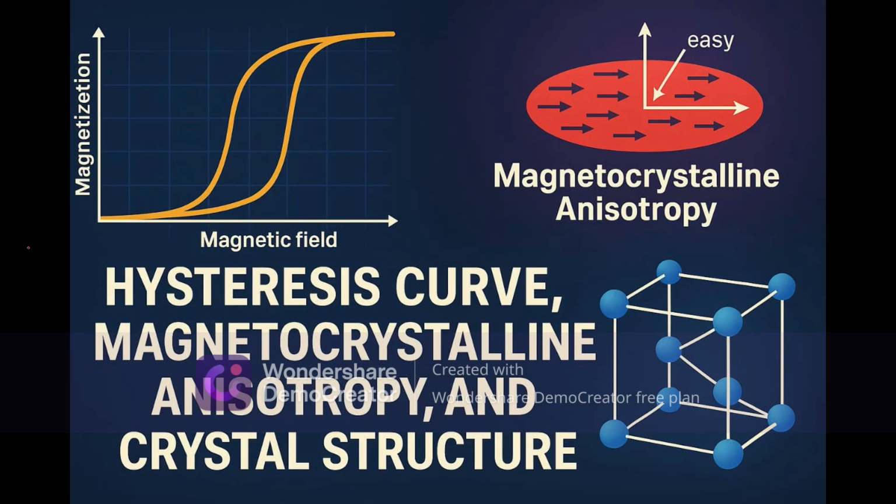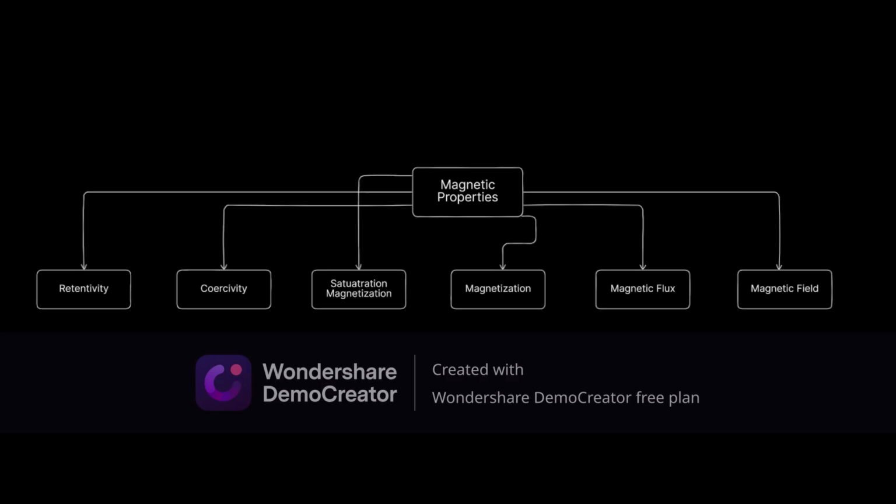In this video, I am going to discuss the hysteresis curve, magnetocrystalline anisotropy, and the crystal structure of magnets, and how these crystal structures affect the magnetic properties. So let's get started. In the last class, I explained all about magnetic properties, all about magnets, all the basic concepts and basic terminology of magnets.